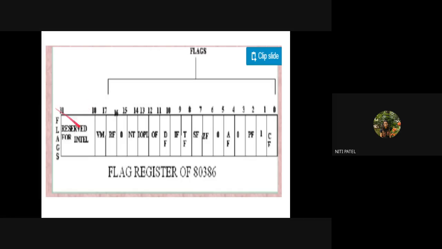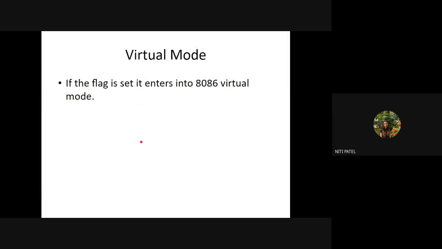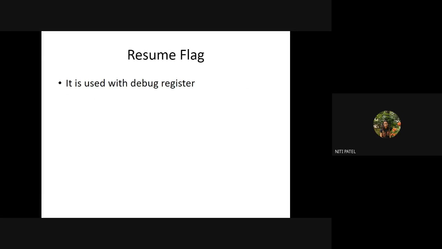Then we had seen some flags called virtual mode. Then we had seen the RF flag, the NT flag and the IOPL flag. Now, what was the function of the virtual mode flag? If the bit was set to 1, it was behaving like the 8086 microprocessor. But if the bit was set to 0, it was behaving like a normal 80386 processor. Then we had seen the RF flag, which was the resume flag. That means when the bit was set, it was acting as a debugging register. That means it was activating the debugging register and doing the debugging of your programs.